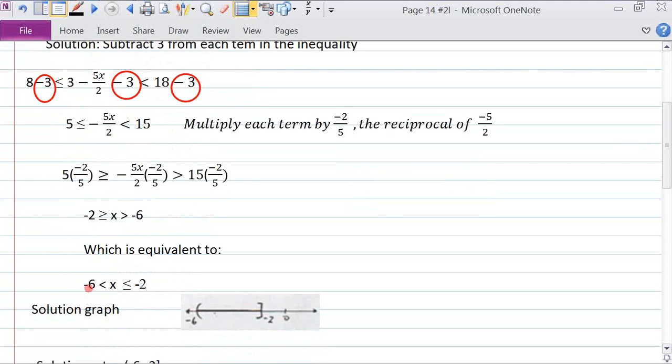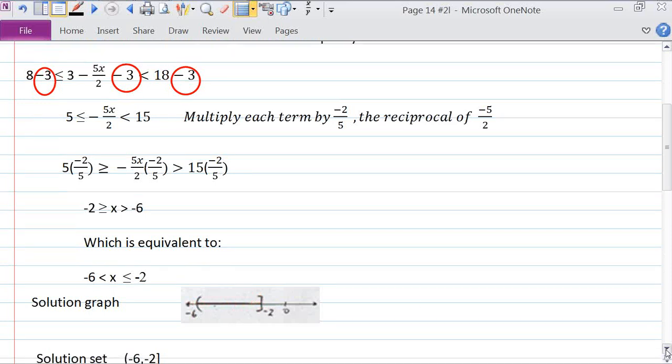We showed that this was equivalent to that. This is written in decreasing order: -2 is greater than or equal to x, and x is greater than -6. If we put this over here and we put that over here, we see that -6 is less than x, less than or equal to -2. So if -6 is less than x, and x is less than or equal to -2, then it must lie in between -6 and -2. And because we're including the -2, we put a square bracket here.